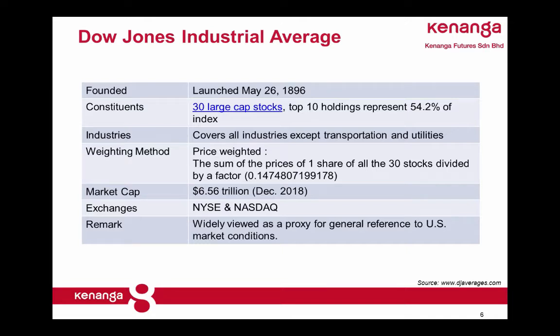It's a price-weighted index, which is the sum of the prices of one share of each of the 30 stocks divided by a factor determined by the index company, Dow. The market capitalization as of December 2018 is 6.56 trillion. It's widely regarded as a proxy for general reference to US market conditions.